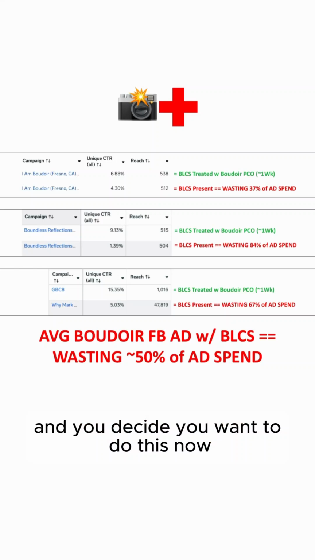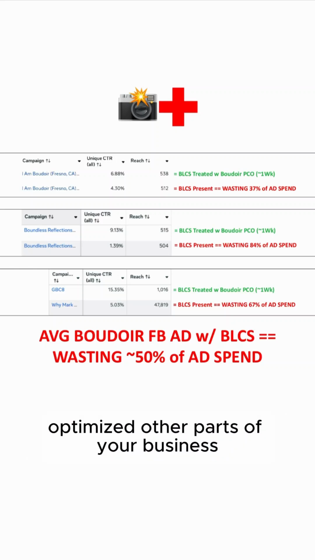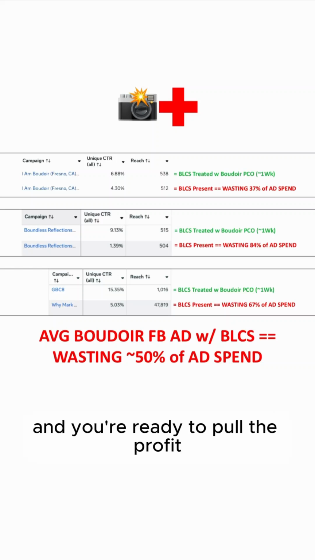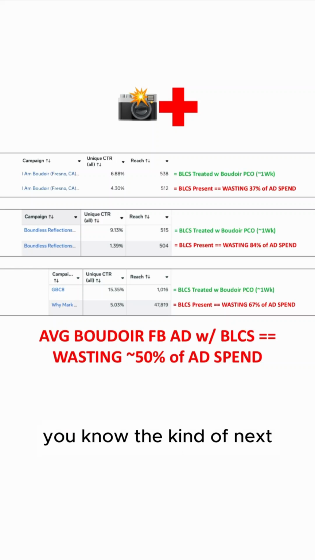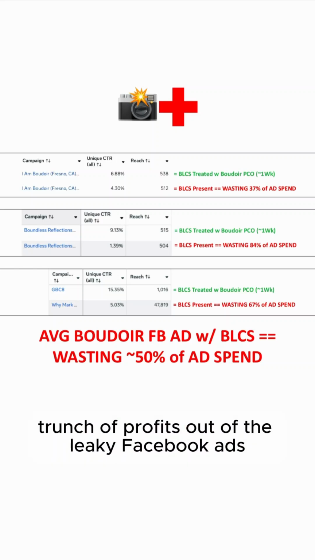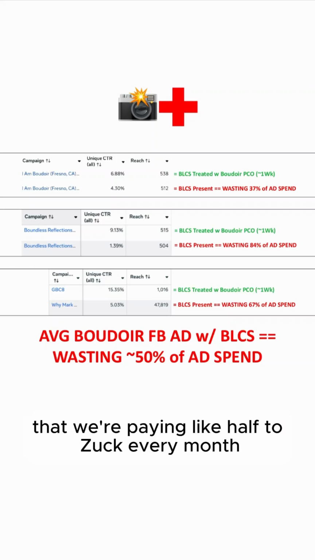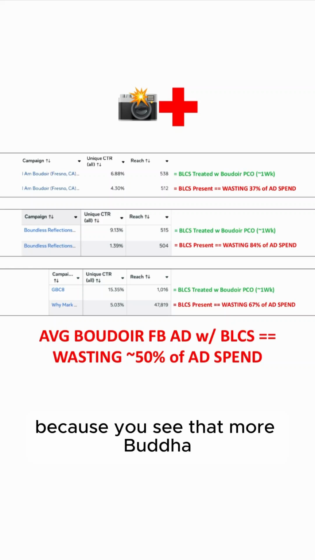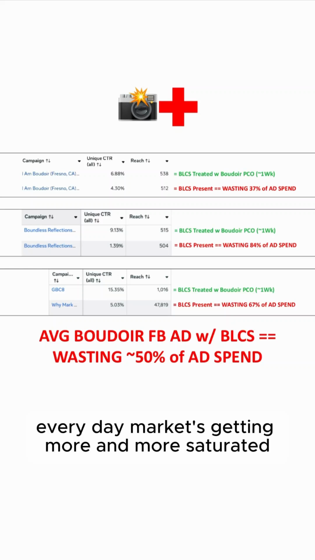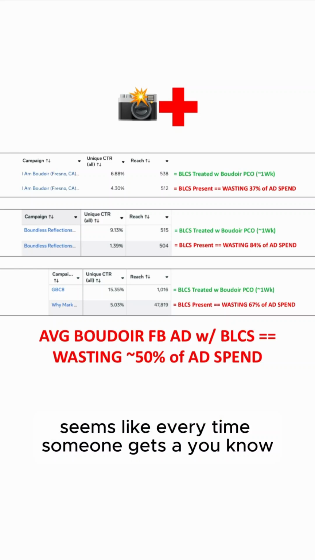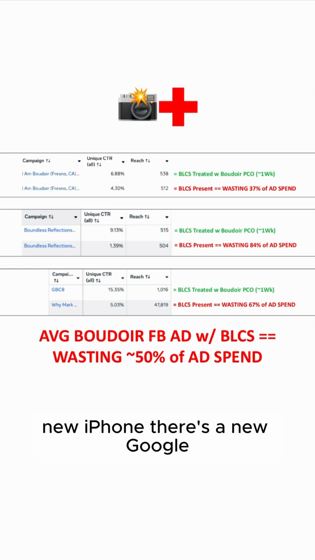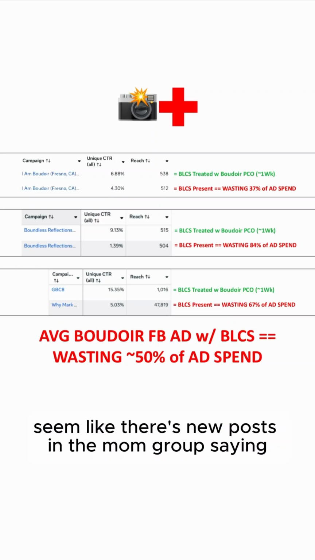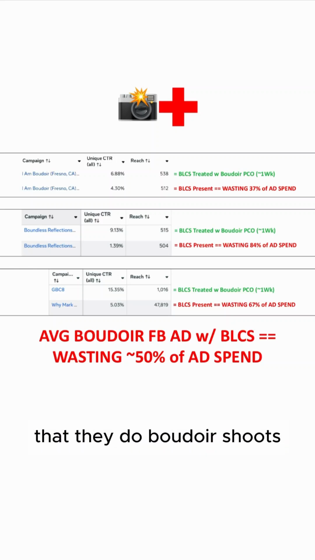And you decide you want to do this now because you've optimized other parts of your business and you're ready to pull the next tranche of profits out of the leaky Facebook ads that we're paying like half to Zuck every month, being wasted for no reason. Because you see more boudoir photographers entering the market every day. Market's getting more and more saturated. Seems like every time someone gets a new iPhone, there's a new Google My Business profile going up saying they do boudoir shoots. Whenever anyone gets a new camera, it seems like there's new posts in the mom group saying that they do boudoir shoots.